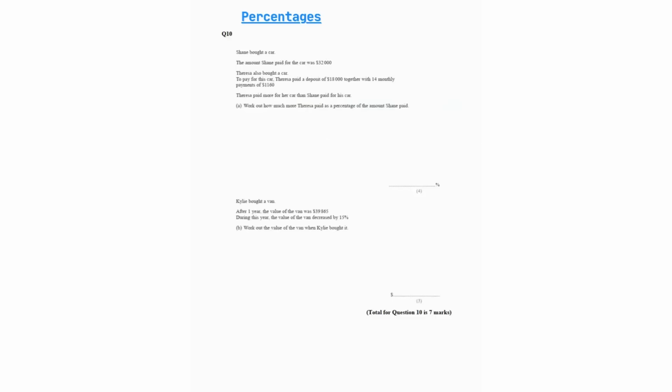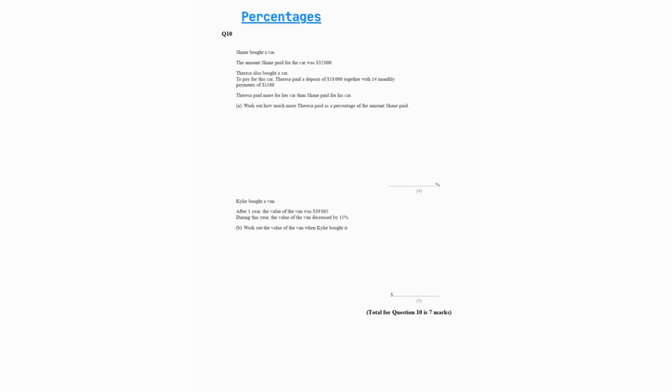Then it says Shane bought a car. The amount Shane paid for the car was $32,000. Teresa also bought a car. To pay for this car, Teresa paid a deposit of $18,000 together with 14 monthly payments of $1,160. Teresa paid more for her car than Shane paid for his car. Work out how much more Teresa paid as a percentage of the amount Shane paid.